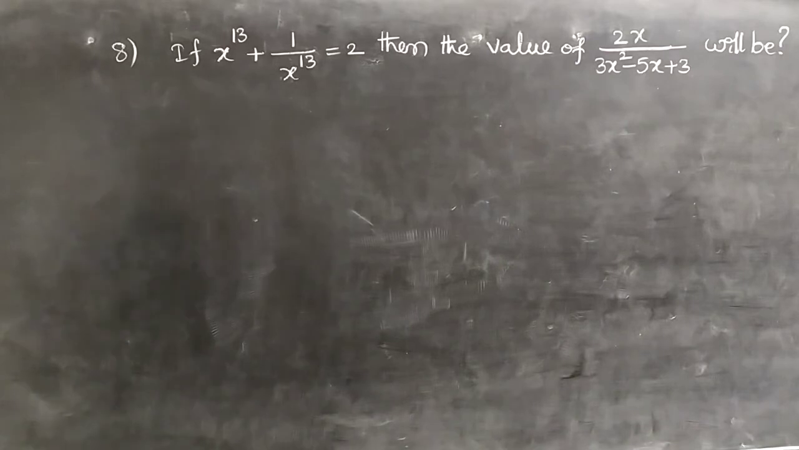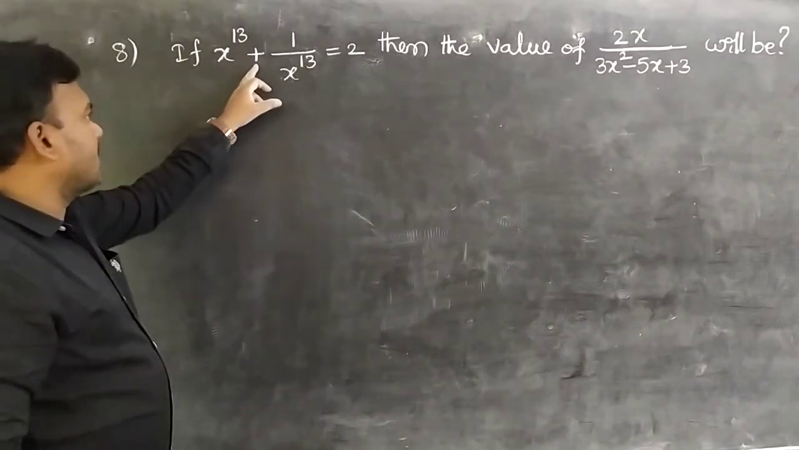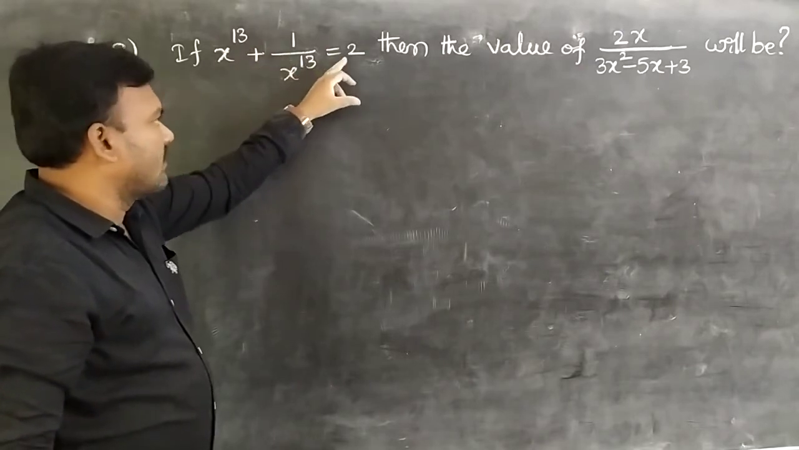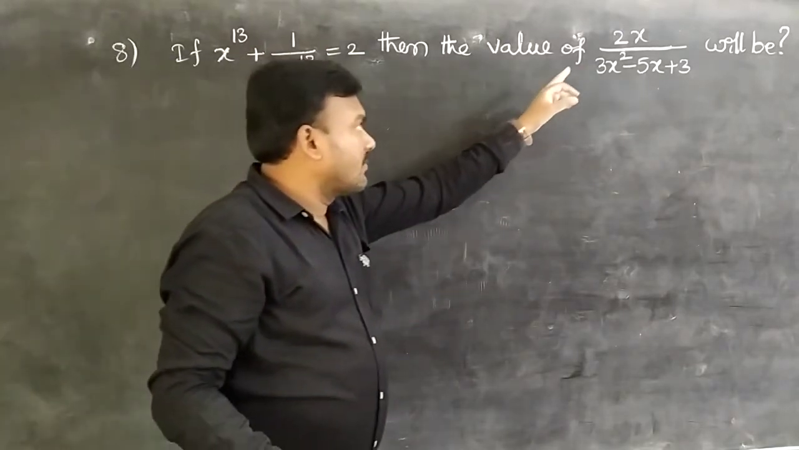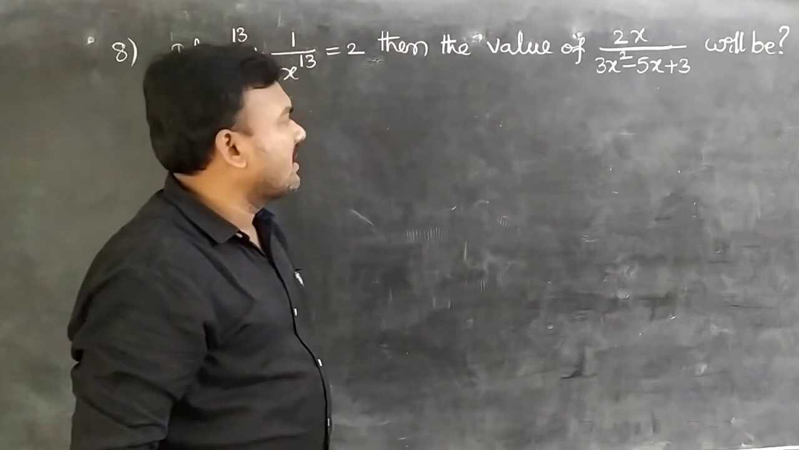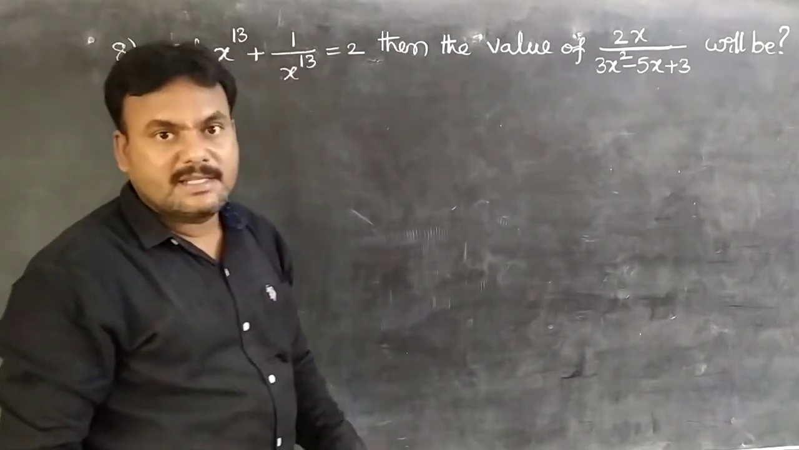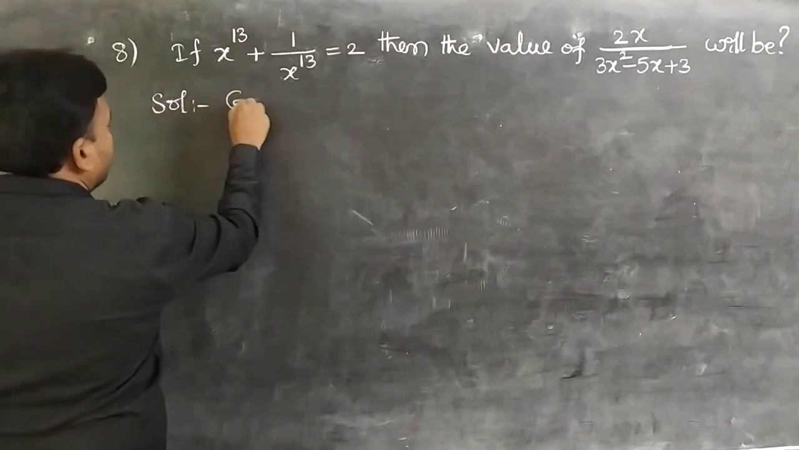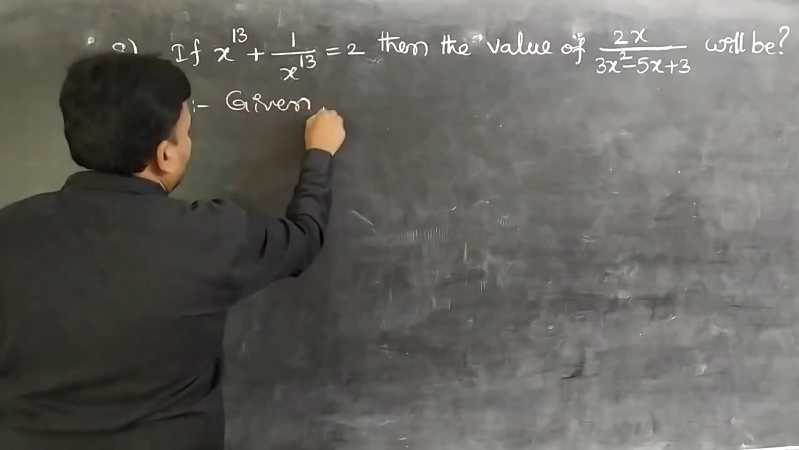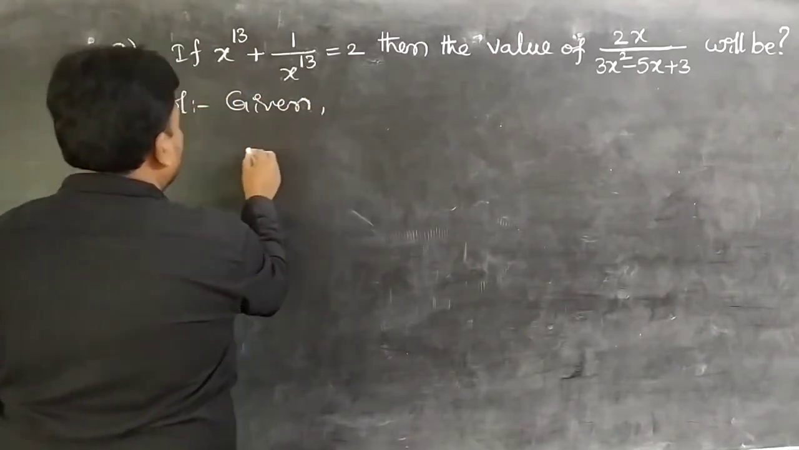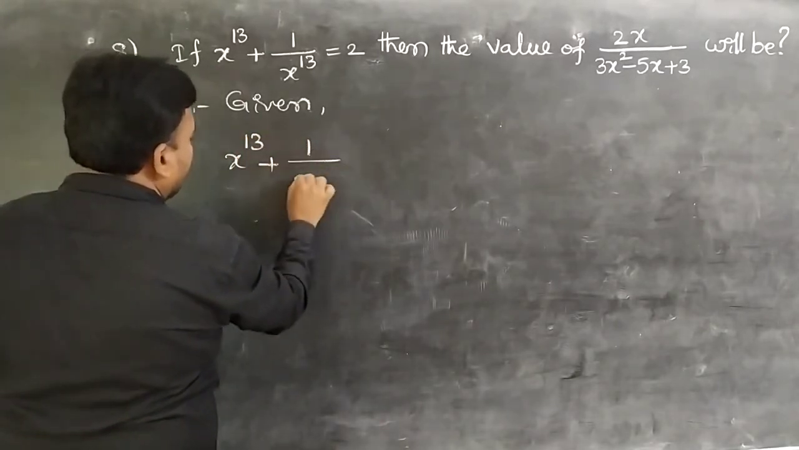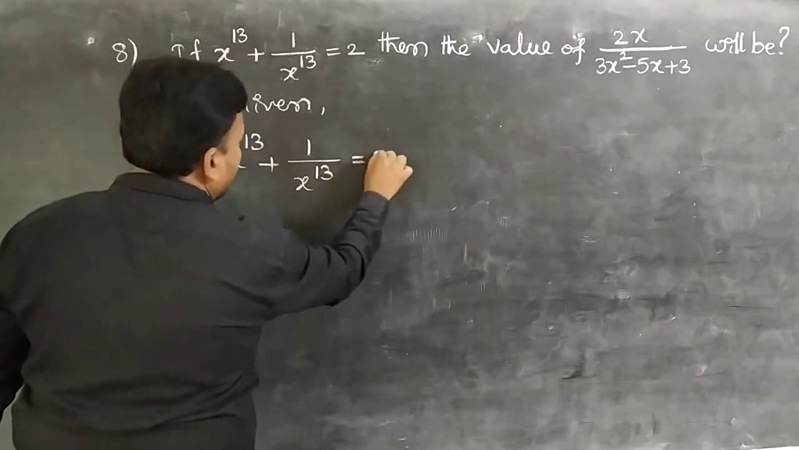Right. If x^13 + 1/x^13 equals 2, then the value of 2x/(3x^2 - 5x + 3) will be what? Observe the solution carefully, students. Solution: x^13 + 1/x^13 equals 2, students.